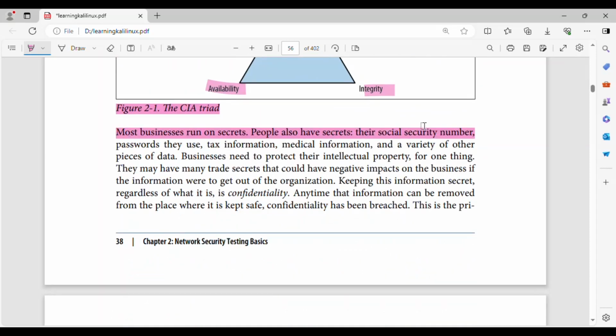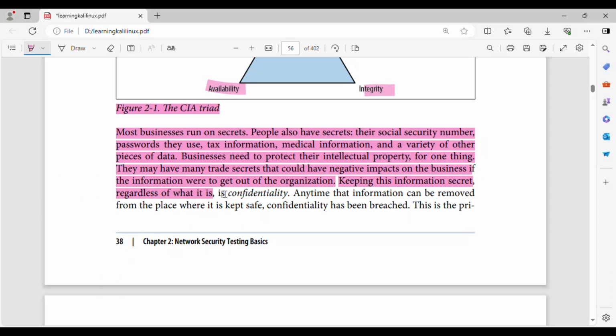People also have secrets: their social security number, passwords they use, tax information, medical information, and a variety of other pieces of data. Businesses need to protect their intellectual property, for one thing. They may have many trade secrets that could have negative impacts on the business if the information were to get out of the organization.